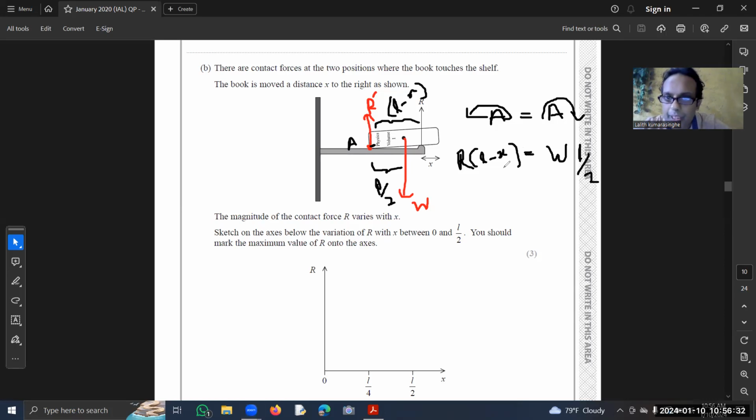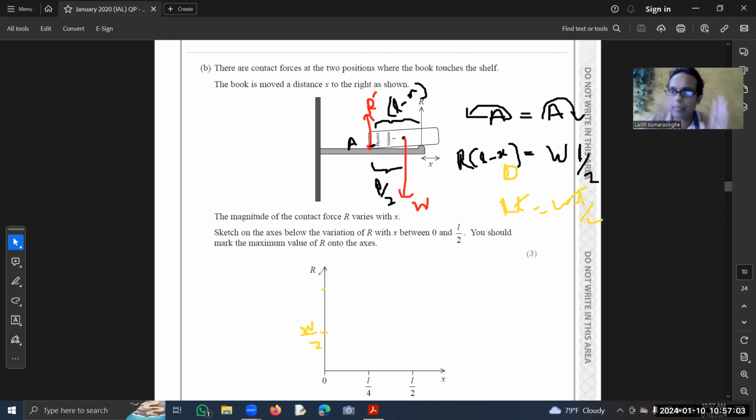Now, when I put in the place of x, I am moving the block there fully. The block is fully inside, so x will be 0. So when x equals 0, I can say R into L is equal to W L over 2. L cancels off, R is W over 2. Okay. So R is W over 2.